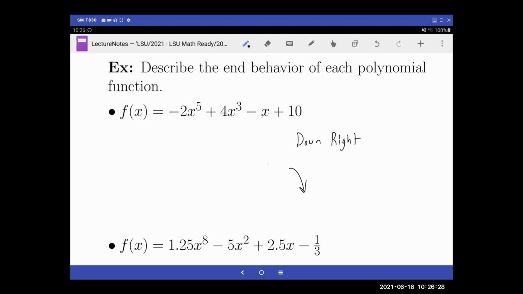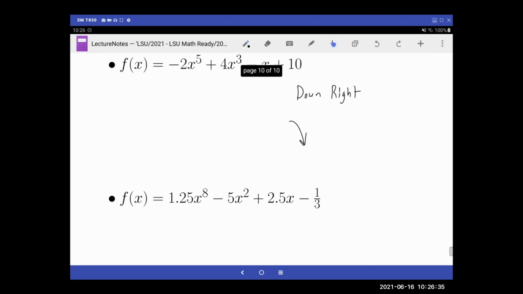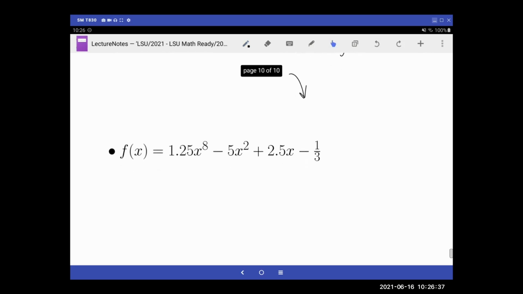Now, end behavior also refers to the left side. Let's talk about that in a second. Okay, this one, I look for the highest degree, it's 8. So this 1.25 is my leading coefficient. It's positive, so I know my graph goes up to the right.